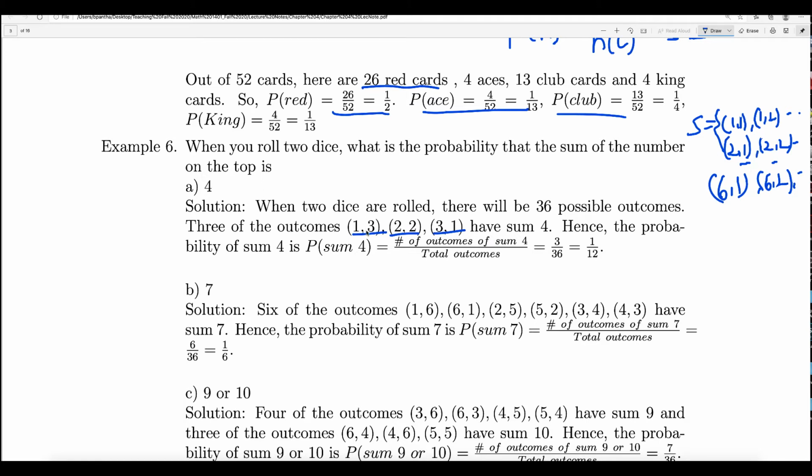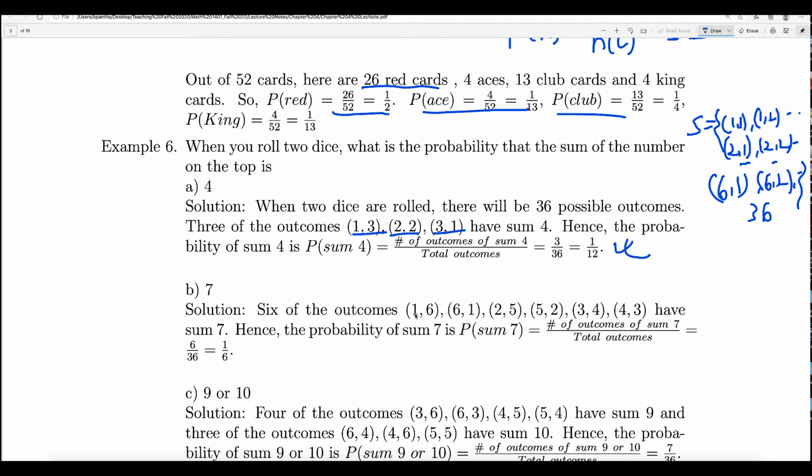So how many of them are there? There are 3. But how many total outcomes are there? The beginning 1 has 6 outcomes, the beginning 2 has 6 outcomes, and so on. So the total will be 36, right? So 3 of them have sum 4 and the total is 36. So the probability is 3. The number of outcomes with sum 4 is 3 and the total outcomes is 36. So 3 over 36 is 1 over 12. This is what you get.